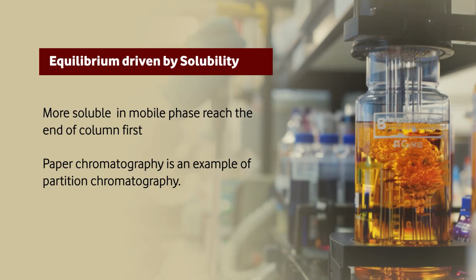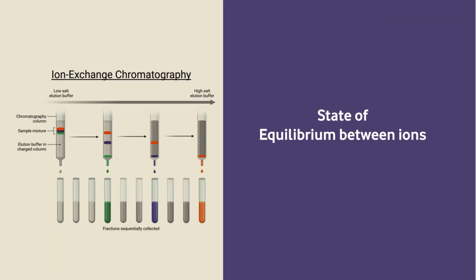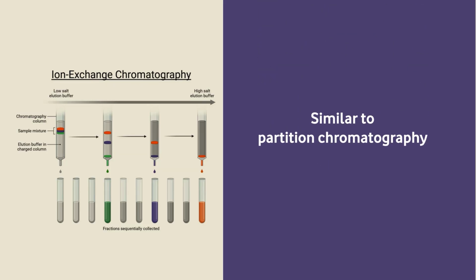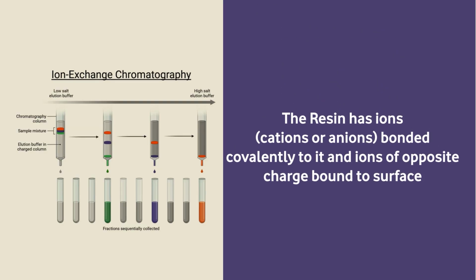Paper chromatography is an example of partition chromatography. We are talking about the equilibrium that the components or constituents of the sample maintain between the stationary phase and the mobile phase. In ion exchange chromatography, the state of equilibrium is between the ions. It is similar to partition chromatography, but there it was because of solubility. Here it is because of the exchange of ions, because there is a resin on the stationary phase, and resins will have counter ions which will exchange with the sample.